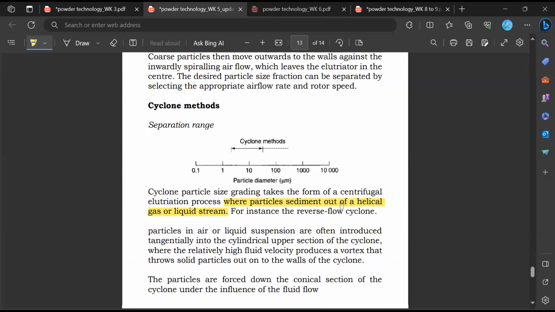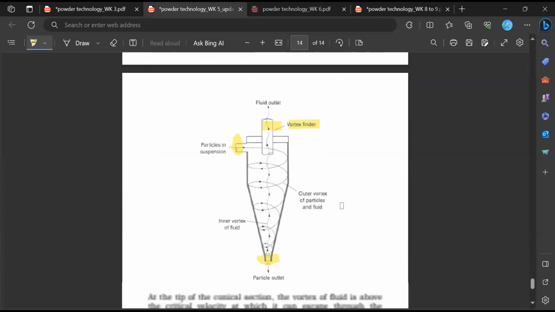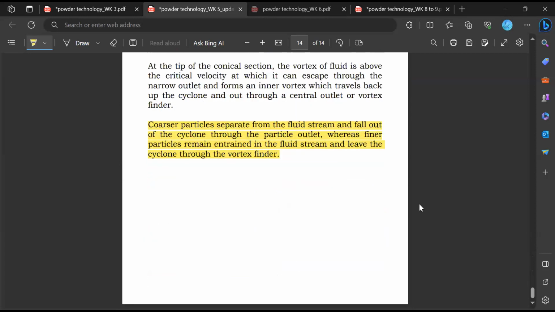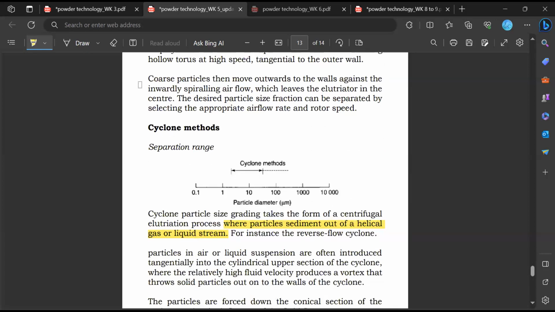Then the last one is the cyclone method, where the coarser particles will be let out from the particle outlet at the bottom, while the finer particles will be entrained in the fluid stream and go towards the vortex finder. So that is it for size grading.